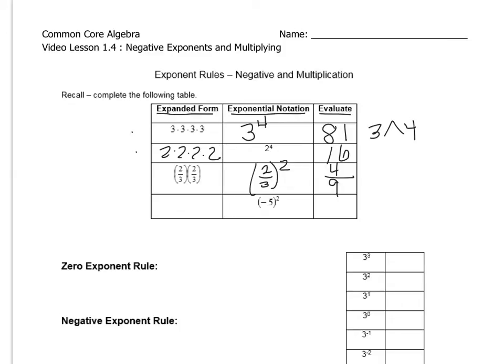Now be careful with negatives. I'm doing this one on purpose because people keep making this mistake. -5 squared means take -5 and multiply it by itself, and I can't tell you how many kids are telling me that that is equal to -25. But a negative times a negative is a positive. Whenever you square a negative number, you get a positive result.